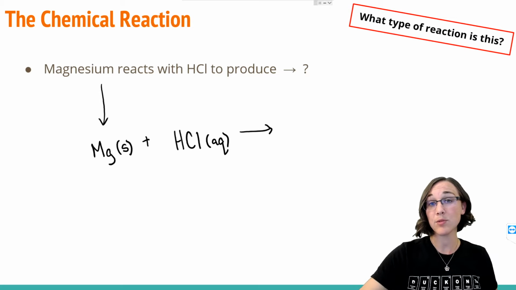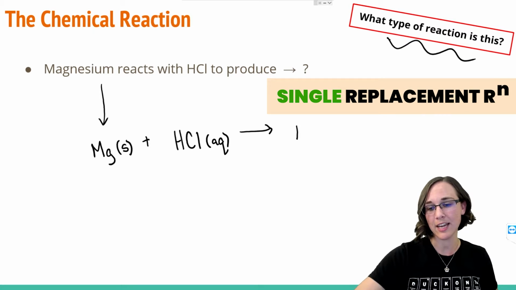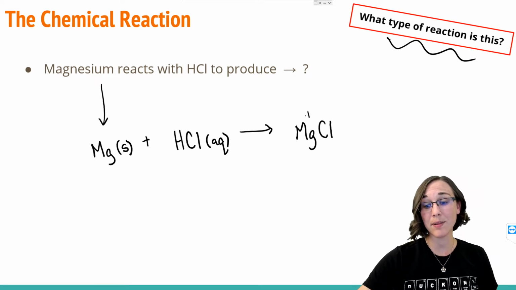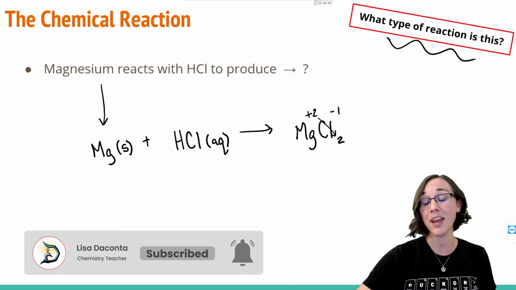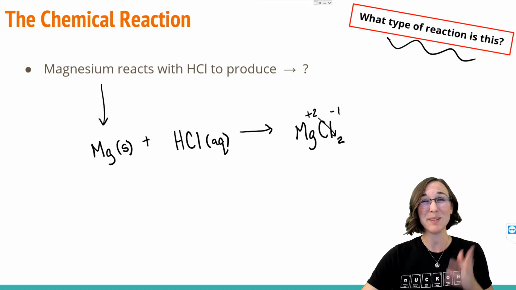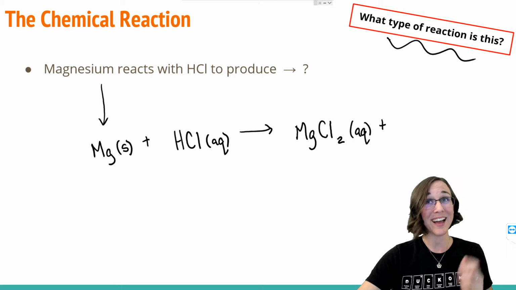When those two things react, we end up with a single replacement reaction, where the magnesium is going to replace the hydrogen and become MgCl. Now since magnesium has a +2 charge and chlorine has a -1 charge, we do need to drop and swap and be mindful of our ionic charges here. So this 2 will go down there, and the 1 goes to the bottom of the magnesium, but we don't have to show that. That MgCl2 is going to remain in solution, so as aqueous, and then we have our product of interest, of course, the hydrogen gas.